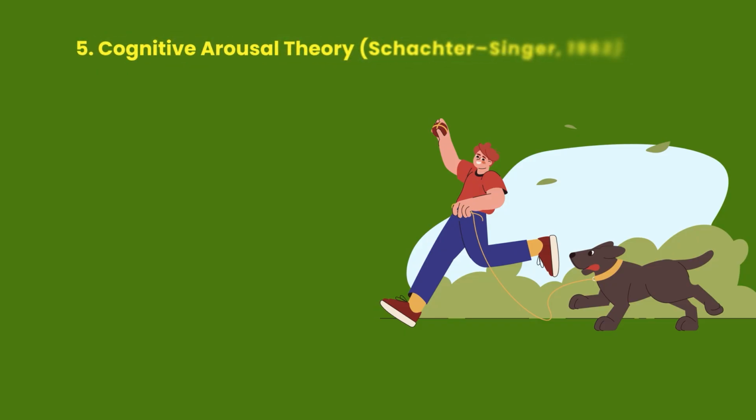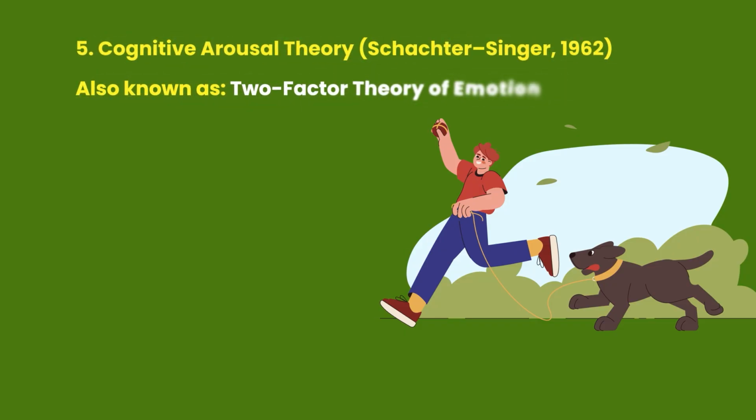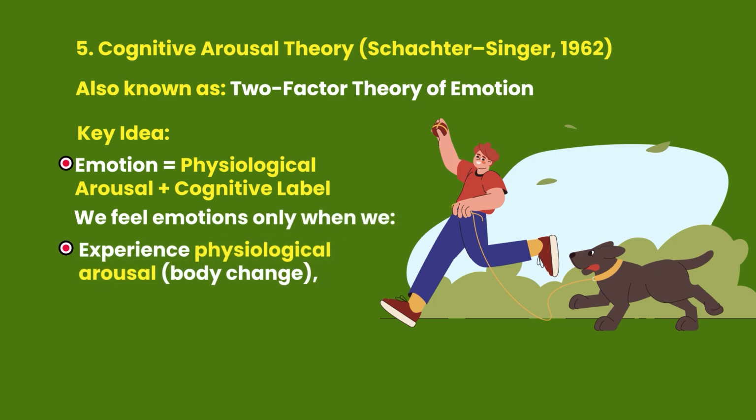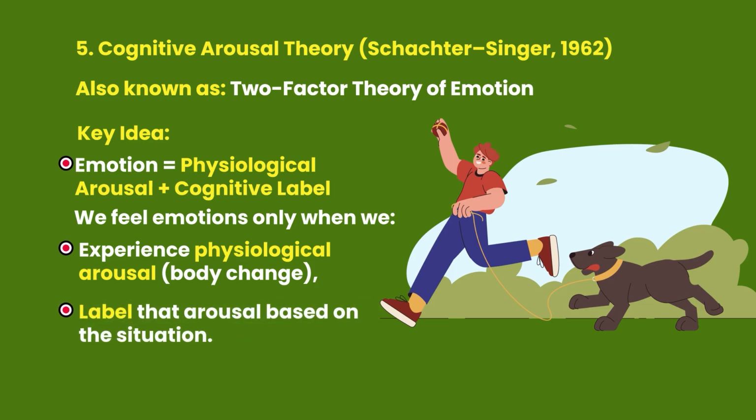To understand emotion regulation and emotion awareness, we can also discuss the cognitive arousal theory given by Schachter and Singer in 1962, also known as the two-factor theory. The two-factor theory says that emotion is a combination of physiological arousal and cognitive level. We feel emotion only when we experience physiological arousal, which is the bodily changes that take place, and we label that arousal based on the situation.